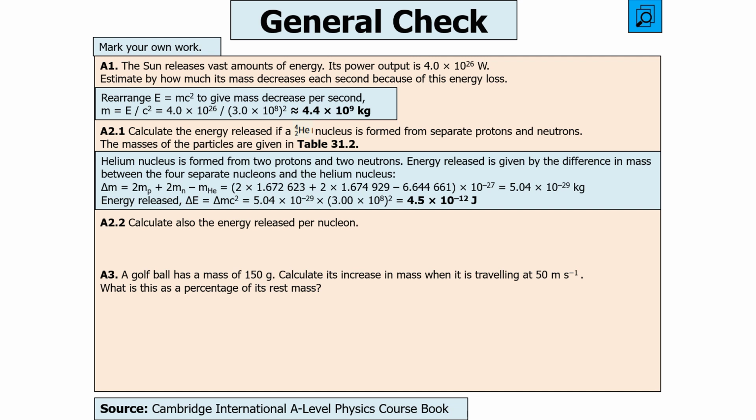So what's the energy release per nucleon? There are 4 of them, so it's 4.5 times 10 to the minus 12 over 4, which is 1.1 times 10 to the minus 12 joules.